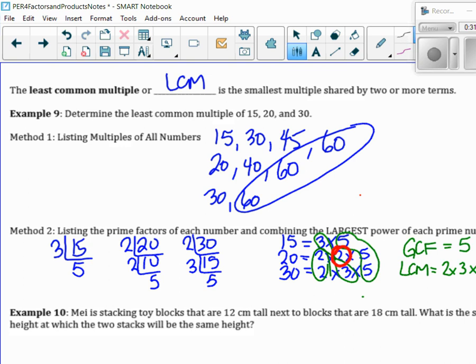So what do I get when I multiply that together? 2 times 3 is? Times 5 is? Yeah, I get 60. Same answer I get there. So do you see what I did there? I circled the common. I listed them once. So 5 I listed once. 2 I listed once. 3 I listed once. And anything left over I put back in there. And then I multiply it.